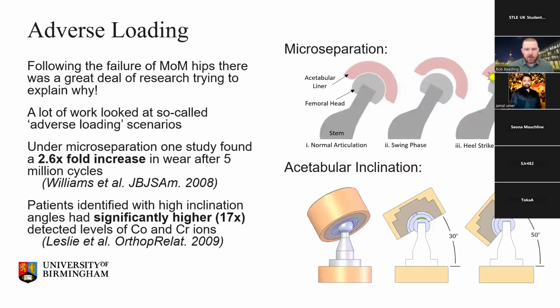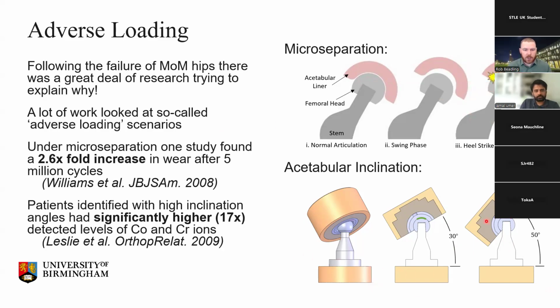The reactive nature of that, in the literature, was to look at adverse loading profiles to try and explain why they'd failed so badly. Some devices were observed to microseparate. During the swing phase of the cycle, if you had any kind of joint laxity or malalignment of the device, the bearing itself would separate, and then when you came back down on heel strike, they would collide, and that collision would form a much more severe contact.